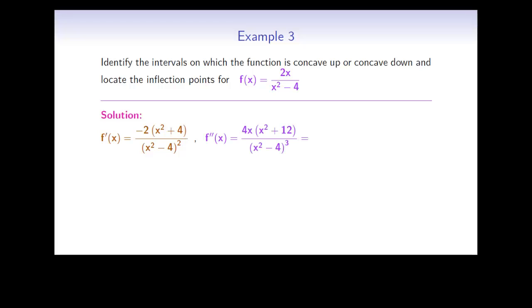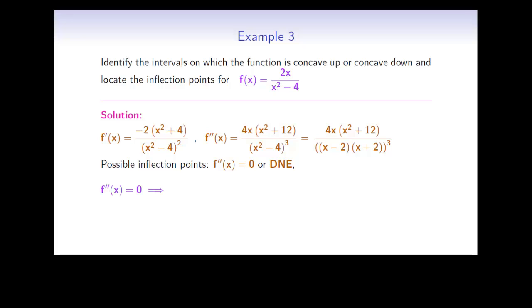To find the second derivative, you would use the quotient rule again, and it might also be a good idea to factor as much as possible, because this will make it easier to find the places where the numerator or the denominator is equal to 0. To find the possible inflection points, we should find out where the second derivative is 0 or undefined. These are the places where the second derivative might change sign.